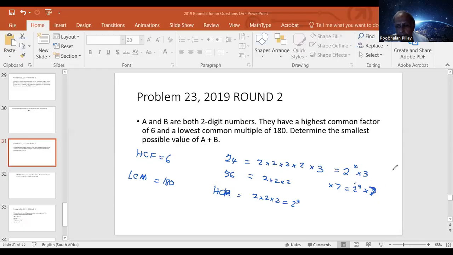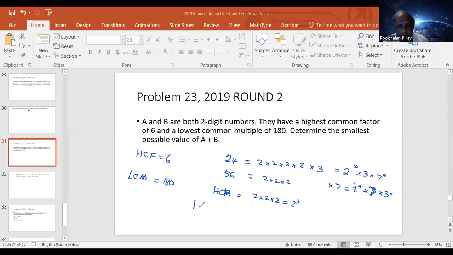And here is 7 to the power of 0, if you like. And this is 3 to the 0. So if you write them all having the same bases, 2, 3, and 7, the smaller of 0 and 1 is 0. So I should have had 7 to the 0, but I'm not putting that down because that's 1. And here too, I should have had 3 to the 0 because that's the smaller of these two powers. So I'm not putting that down. So this is the HCF.